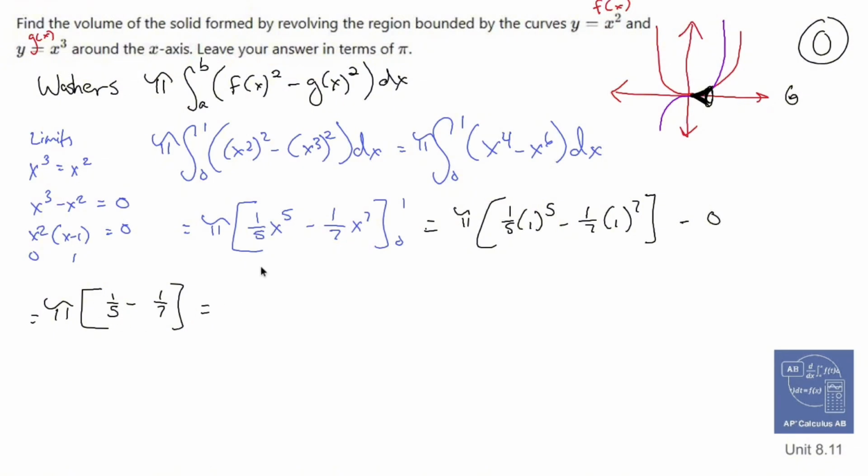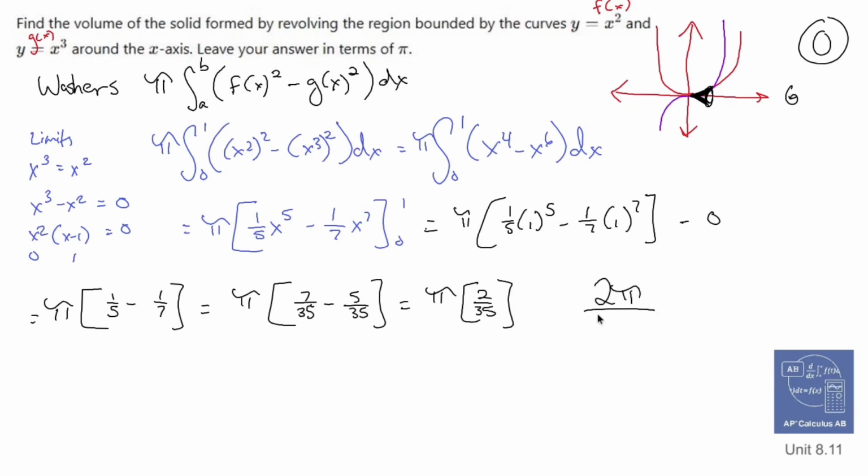Now we have 1/5 minus 1/7, so let's multiply the top and the bottom by 7 and 5 respectively. 7/35 minus 5/35 is going to be 2/35. And 2/35 times pi is 2 pi over 35.